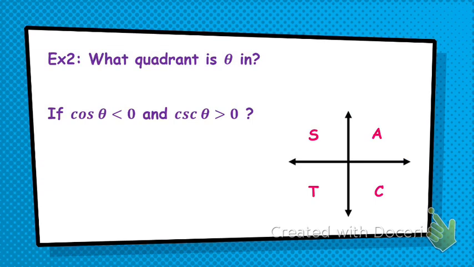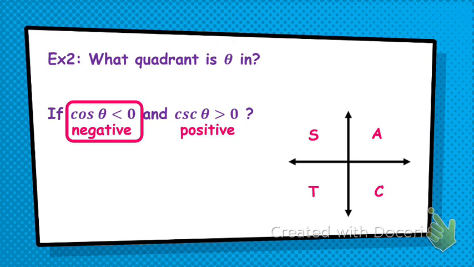All right, this one, cosine of theta is negative, cosecant is positive. So remember, cosecant is the reciprocal of sine. So that's all we really need to concern ourselves with. Cosecant is the reciprocal of sine.